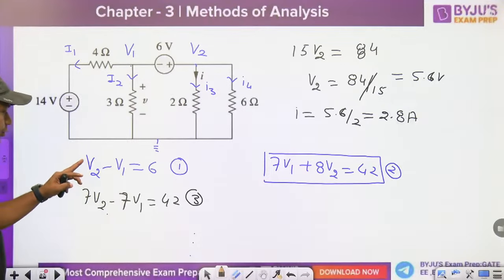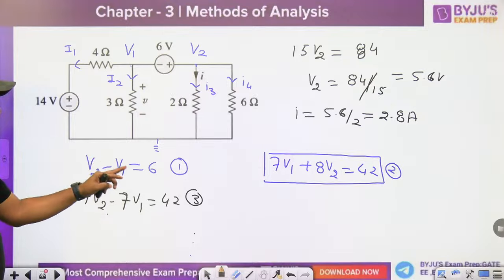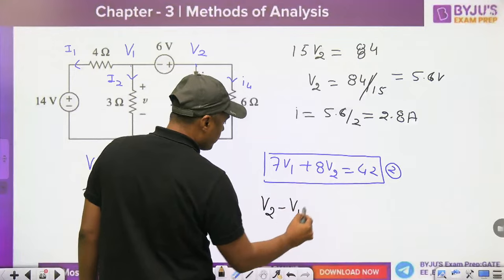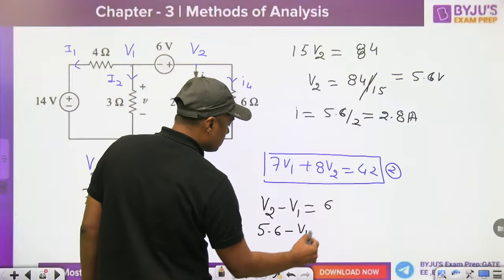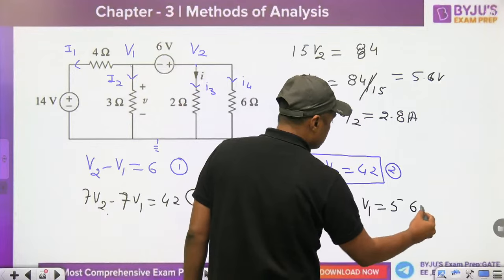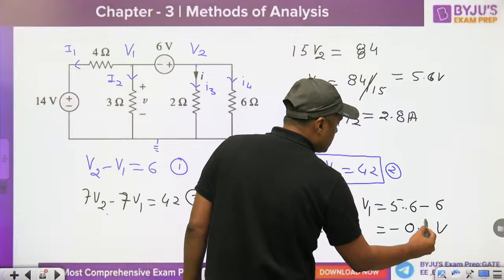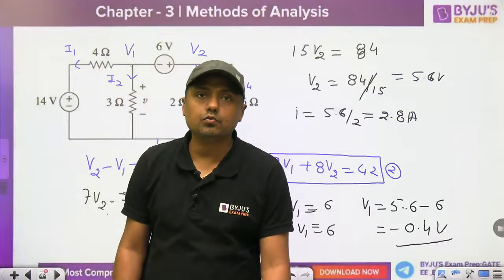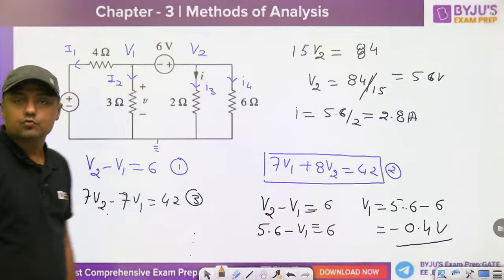Now you have the value of V2. You can put V2 here. So what is the value of V1? Minus 0.4 volt, or 400 millivolt. Yes, you have given the right answer for this question: minus 400 millivolt.